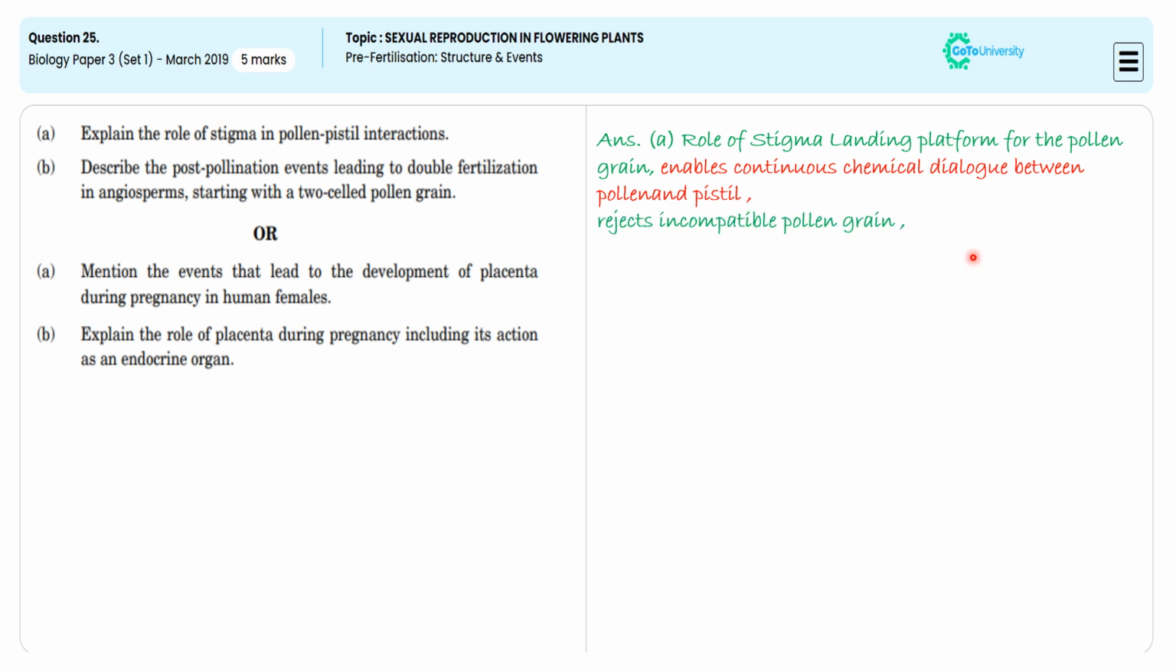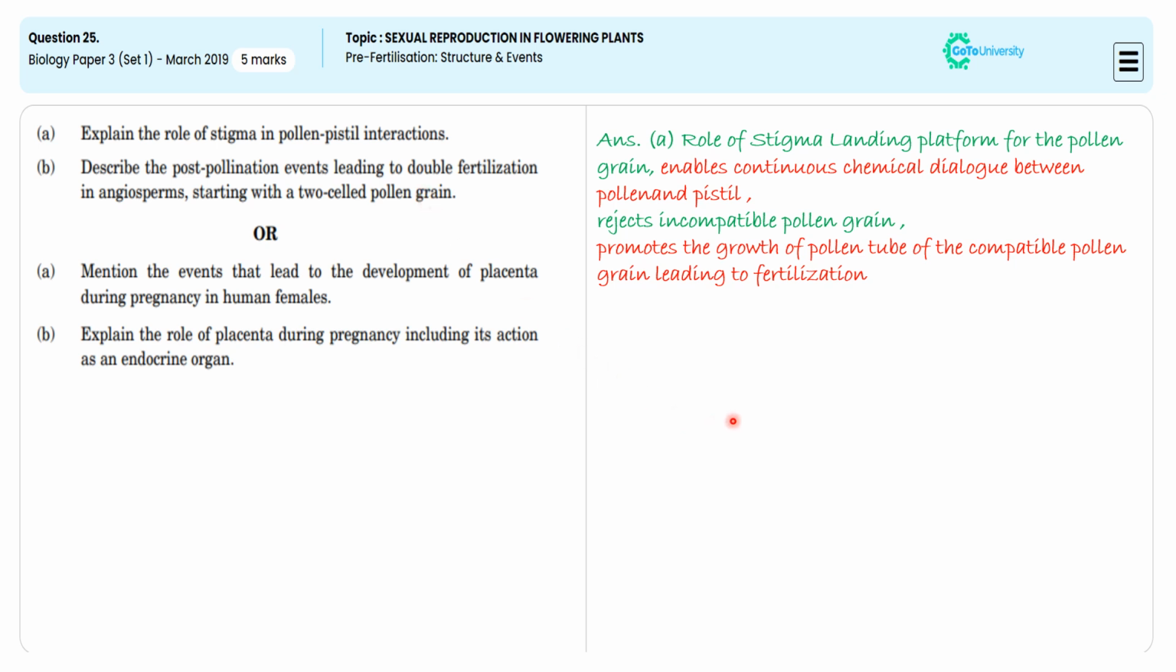And for specifying the promotion of the growth of the pollen tube of the compatible pollen grain, leading to fertilization, by the stigma, for this illustration, we are getting another 1 mark. In the post-fertilization change, we need to specify in which way double fertilization is happening for satisfying the second sub-question demand of the first optional subjective question.